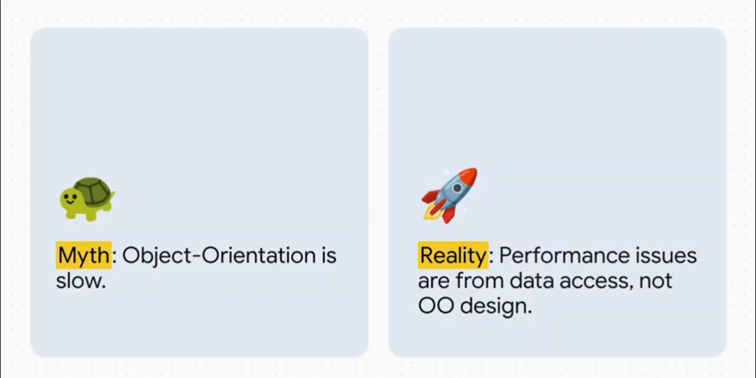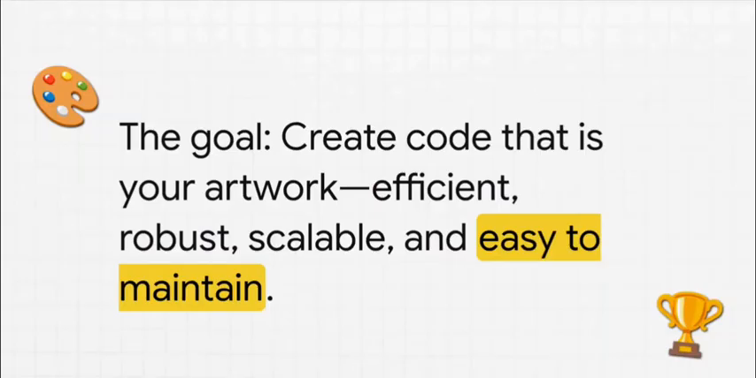Most of the time, performance problems in ABAP applications come from inefficient database access. You know, bad select statements, not using indexes, that sort of thing. A well-designed OO program is not automatically slower. In fact, because it's so much clearer, it can often make it easier to find and fix the real performance killers.